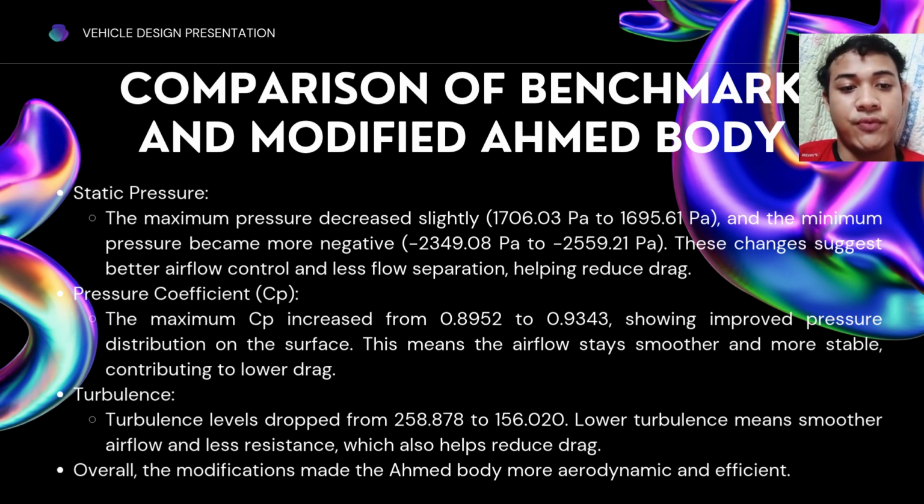And for the pressure coefficient, the maximum coefficient increased from 0.8952 to 0.9343, showing an improved pressure distribution on the surface. This means the airflow stays smoother and more stable, contributing to the lower drag. Next, the turbulence level dropped from 258.878 to 156. Lower turbulence means smoother airflow and less resistance, which also helps reduce drag. Overall, the modification made the Ahmed body more aerodynamic and efficient.